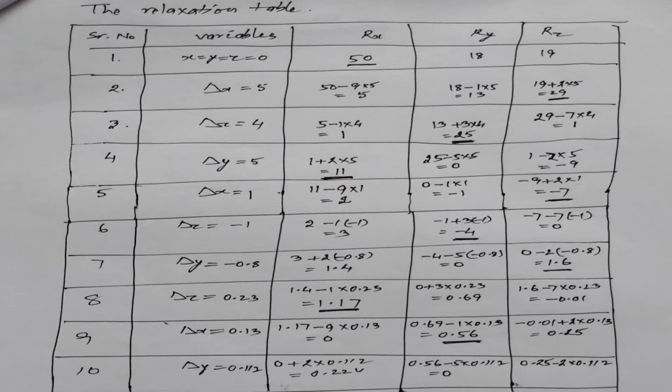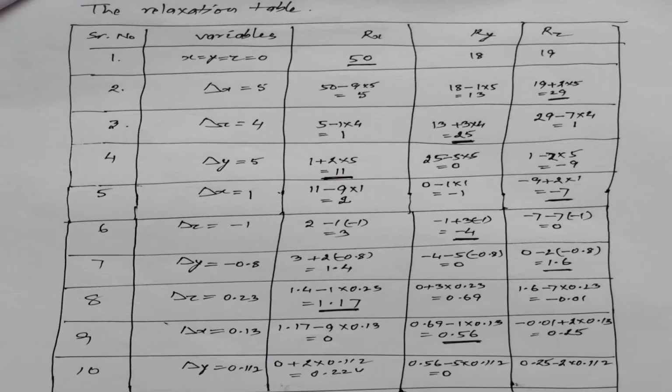Serial number 1, x equal to y equal to z equal to 0, Rx equal to 50, Ry 18, Rz 19. Second, serial number 2, we see here that 50 is the largest. So we have to reduce 50 to almost 0.